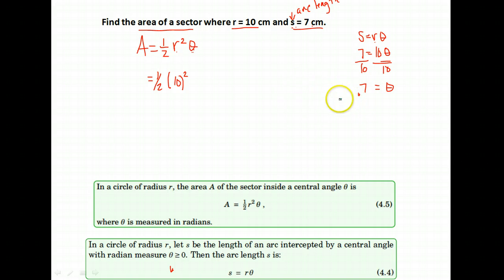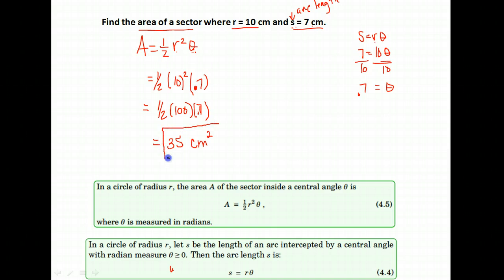So now I have all of the information I need to find the area of the sector. I have the radius and theta in radians. I know it's still in radians because in the formula for arc length it had to be in radians also. So now that I know theta is 0.7, I put that in the formula, and then I calculate 1/2 times 100 times 0.7. The area of that sector is exactly 35 square centimeters.